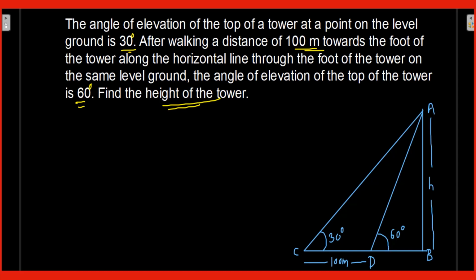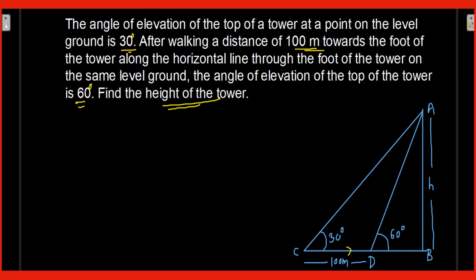Here friends, in the question it is given that AB is a tower. Let its height be h, because we have to find the height of the tower, we do not know it. So AB is a tower whose height is h, and from a point C on the ground the angle of elevation of the top of the tower is 30 degrees. And after walking 100 meter towards the foot of the tower, suppose we come at point D and the angle of elevation of the top of the tower from this point D is 60 degrees, and we have to find the height of the tower, that is h. Here again we get two right triangles ABD and the triangle ACB. With the help of these two we can find the value of h.